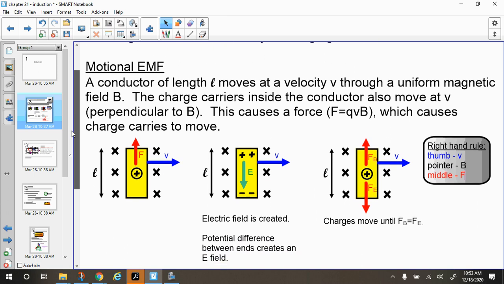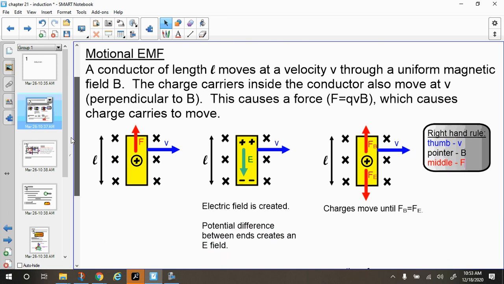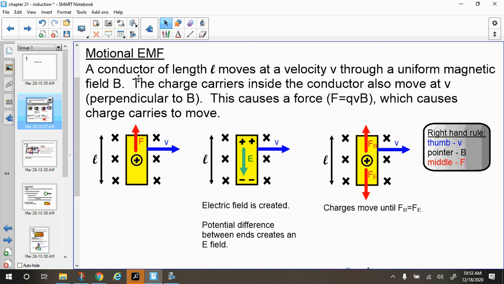So first let's talk about motional EMF. Remember, EMF is basically just change in difference in potential between two places. So we have a conductor of length L. So this is my conductor, this yellow piece. Its length is L. And it moves at a velocity v through a uniform magnetic field.